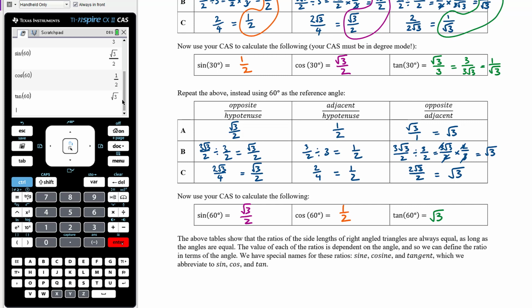So the ratios of the side lengths of right angled triangles are always equal as long as the angles are equal, and the value of each of the ratios is dependent on the angle. And so we can define the ratio in terms of that angle. We have special names for these ratios: sine, cosine, and tangent. And we use a 3-letter abbreviation just so we don't have to write sine, cosine, and tangent out every time. Now we don't say sin because it's an abbreviation for sine. We still describe it as sine. The abbreviation for cosine is cos, and the abbreviation for tangent is tan.